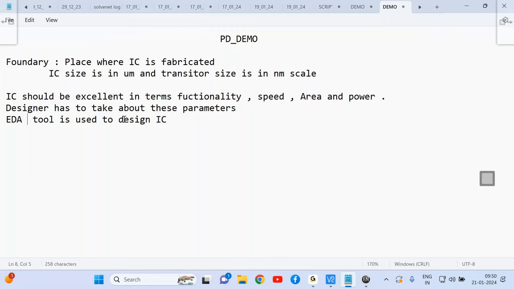EDA tool means electronic design automation tools. One example is your Xilinx tool, right? DC compiler, ICC2. All these are EDA tools. The tool which helps to design an IC or electronic circuit is called an EDA tool. So these tools we use to design an IC. After designing an IC, what will you give to the foundry?